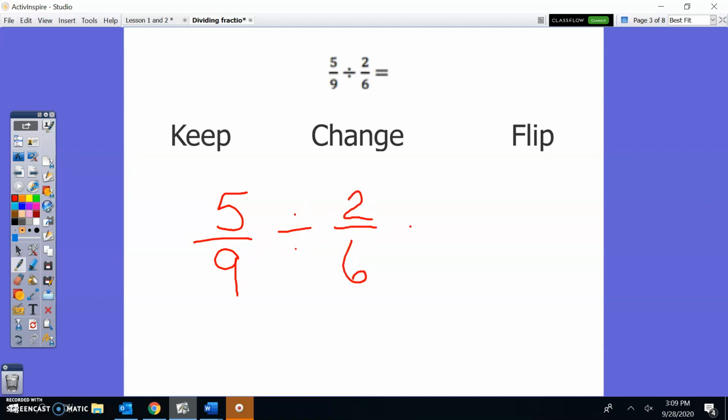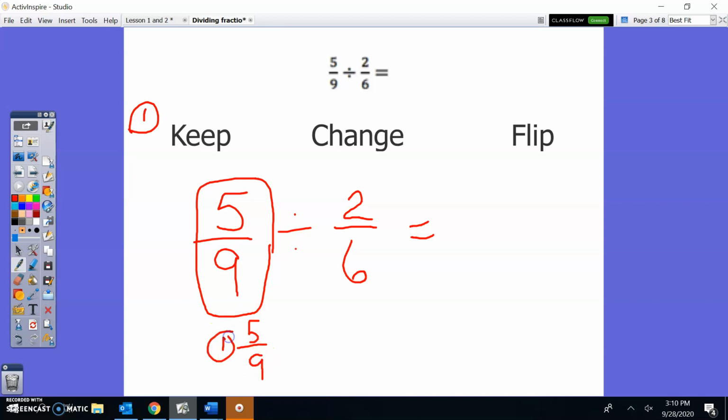Our very first step is to keep. So our first fraction that we see, 5/9, we're going to keep it the exact same. We're not even going to touch it. That's step number 1, to keep. Step 2 is to change. My division symbol will change to a multiplication symbol. So I kept my first fraction, and I've changed my division symbol to a multiplication sign.